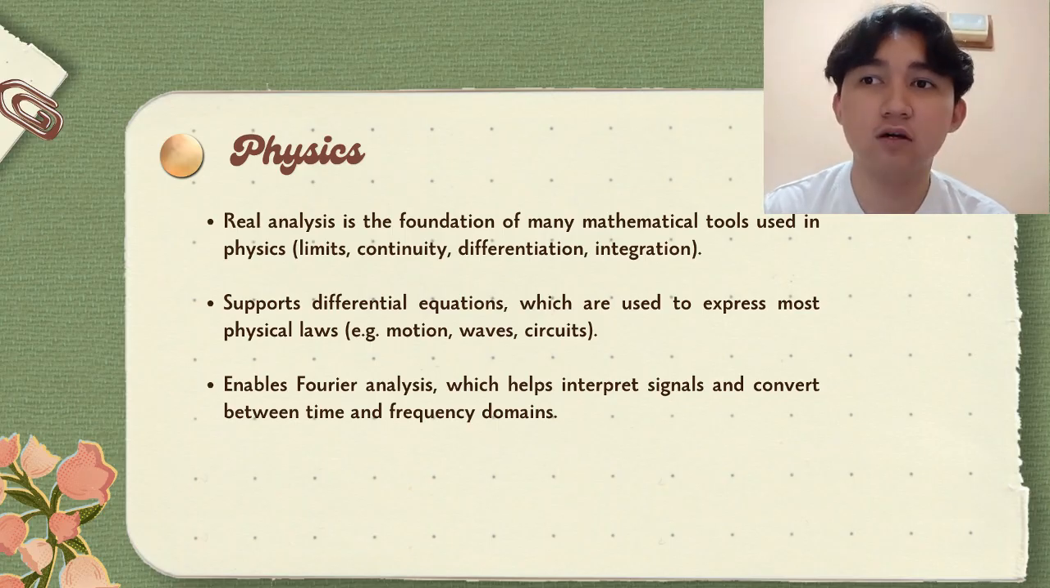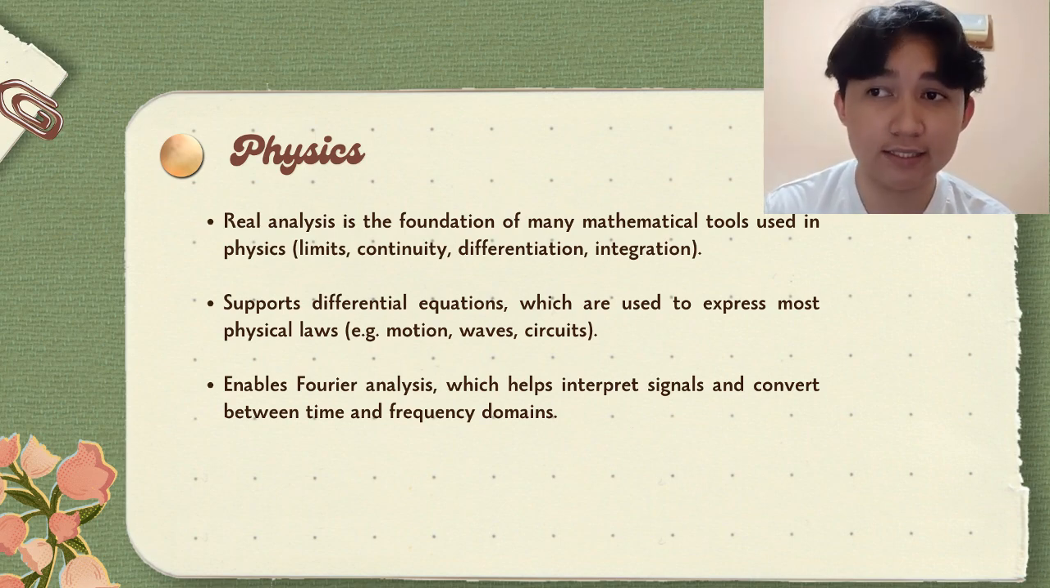Physics relies on precise definitions and accurate models. Real analysis gives us the language and structure to build those models. For example, when we describe how objects move, how fluids flow, or how forces interact, we use principles rooted in real analysis. It ensures our calculations are not just approximations but grounded in solid mathematical logic.